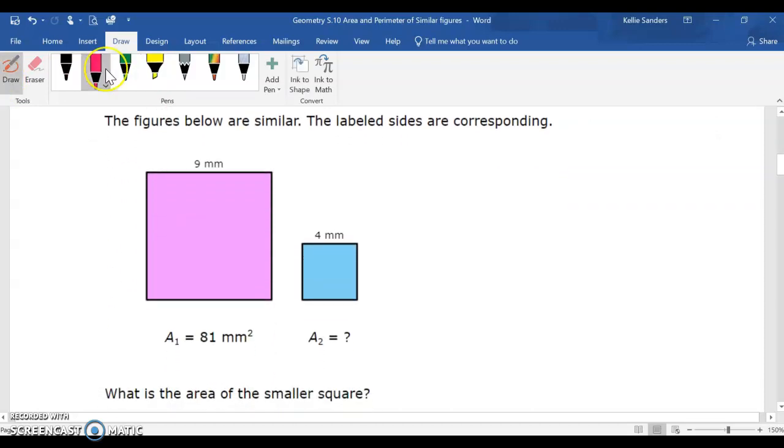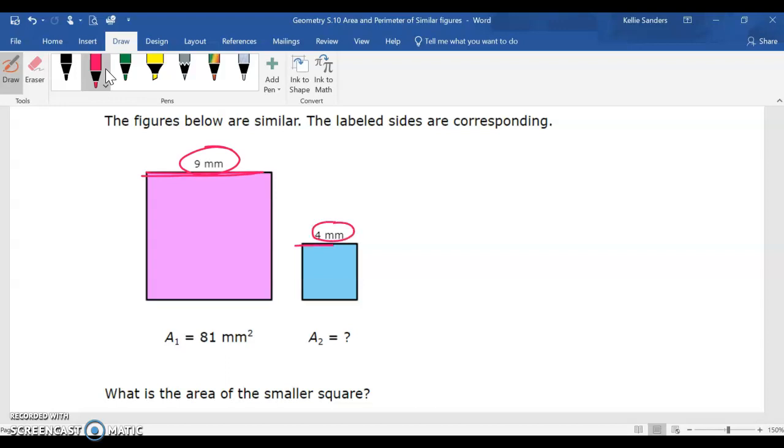The figures below are similar. The labeled sides are corresponding. What is the area of the smaller square? So 9 millimeters is the length of this side. 4 millimeters is the length of this side. So that's one dimensional because it's just length. Area is two dimensional, and we want to find this area. So whenever that's happening, because it's two-dimensional, we're going to make the lengths two-dimensional.